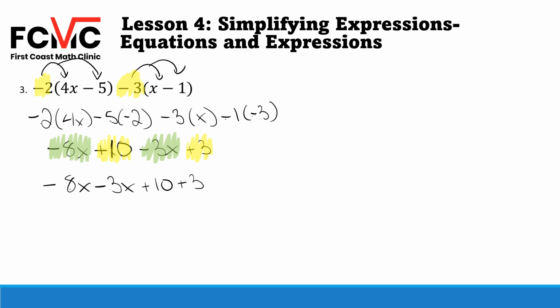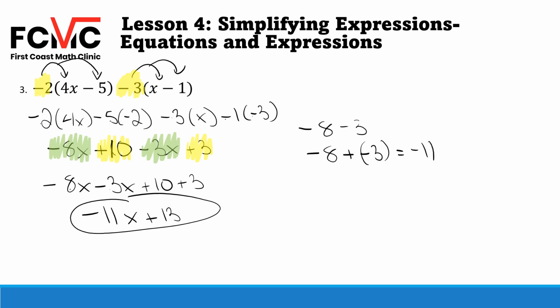Negative 8 minus 3, so if I do that off to the side, using our subtraction rule, this is going to be negative 8 plus negative 3, which is negative 11. So we get negative 11x plus 13, and that's going to be our final answer for number 3. Let's move on to number 4.